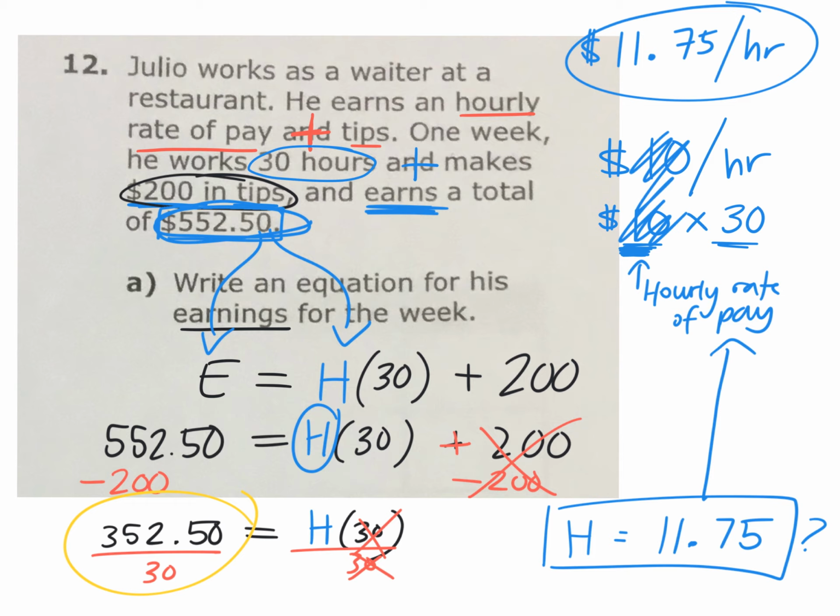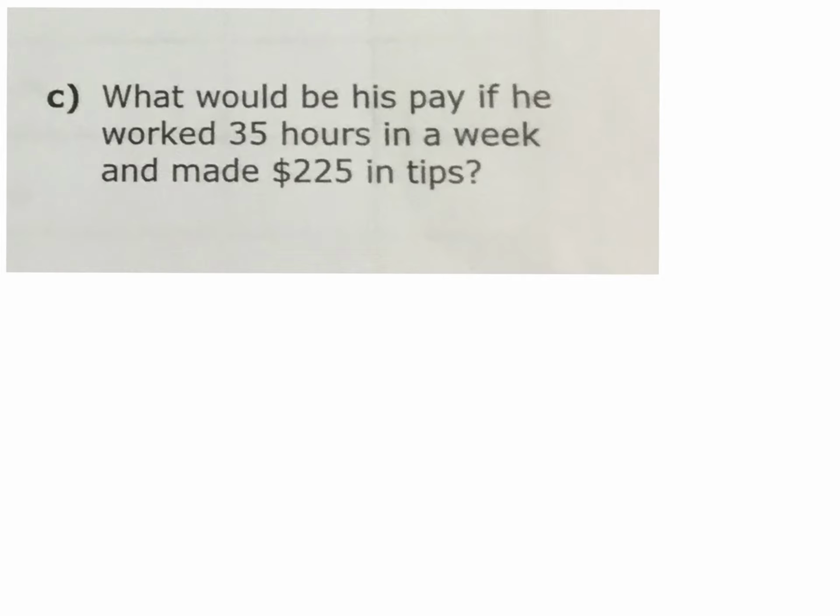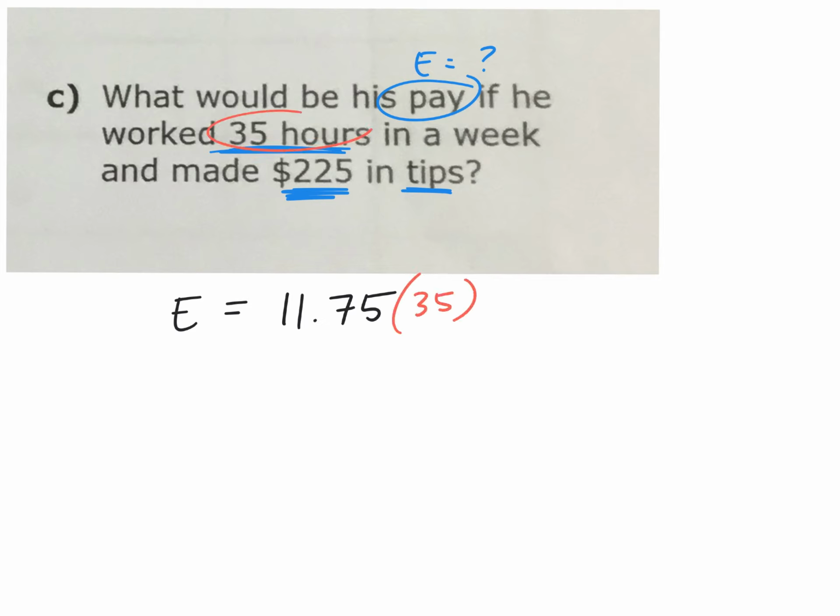Does that sound reasonable? Okay, so now we're going to figure out how much money he would earn. What is his pay? So what are his earnings equal to? If he worked 35 hours that week and he made $225 in tips, we have to figure out what his earnings are. If he's working 35 hours, well, how much does he get per hour? We just calculated it. So we're going to do 11.75 times 35, because he worked 35 hours, right? And then he got $225 in tips. So what do I have to do to include that? Plus 225. So now we're figuring out his earnings.